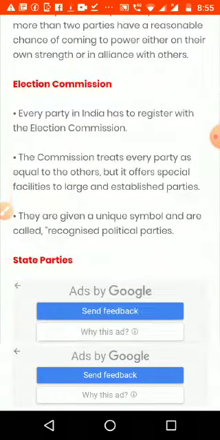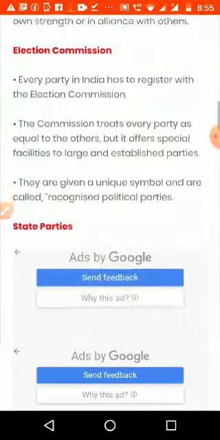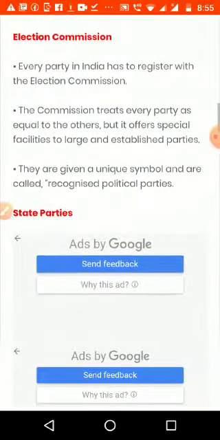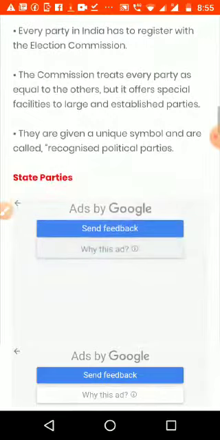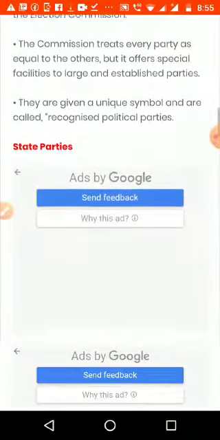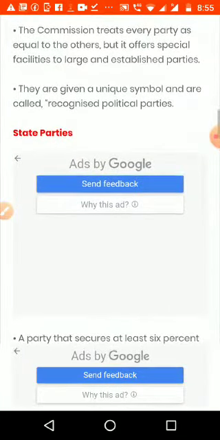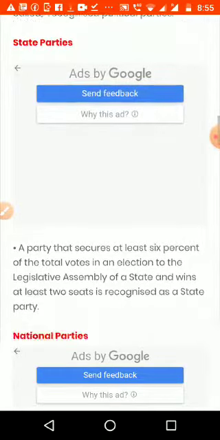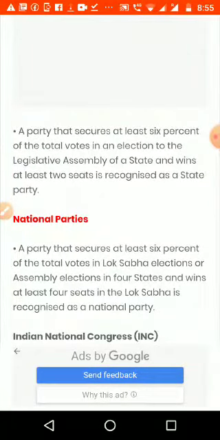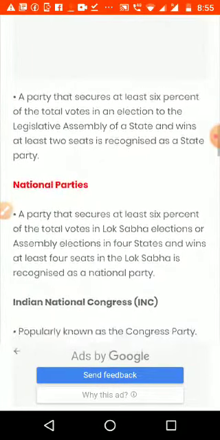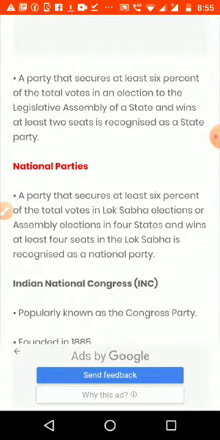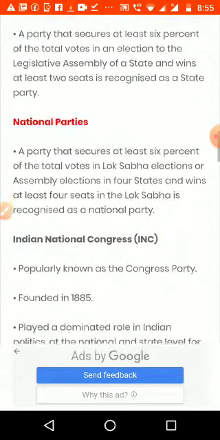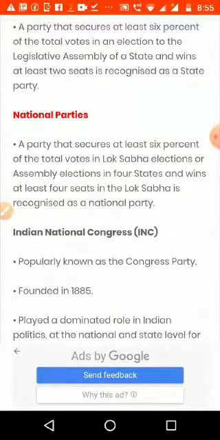Election Commission: every party in India has to register with the Election Commission. The Commission treats every party as equal to the others, but it offers special facilities to large and established parties. They are given a unique symbol and are called recognized political parties. A party that secures at least 6% of the total vote in the election to the legislative assembly of a state and wins at least 2 seats is recognized as a state party.